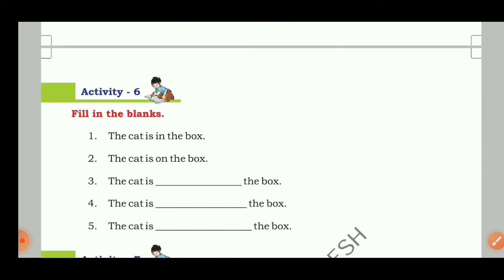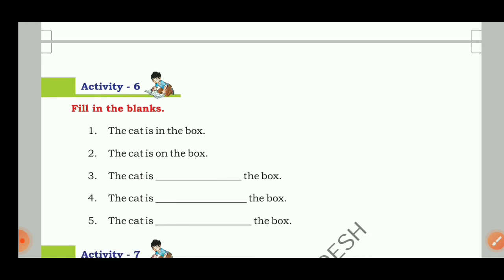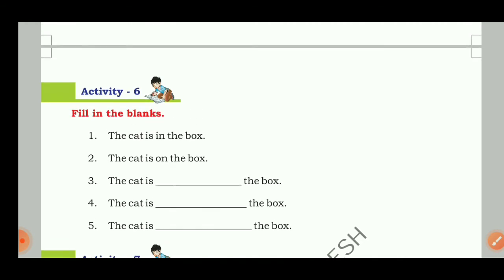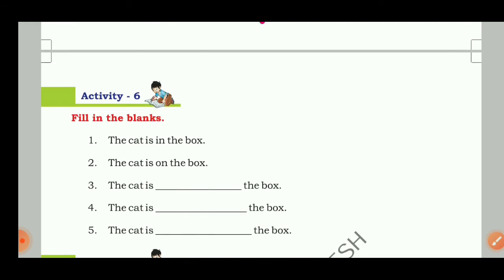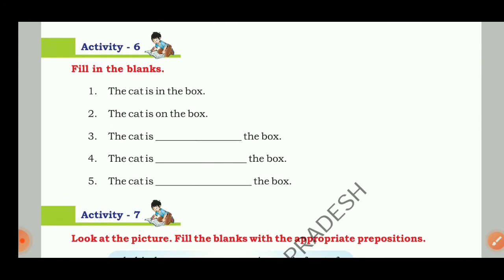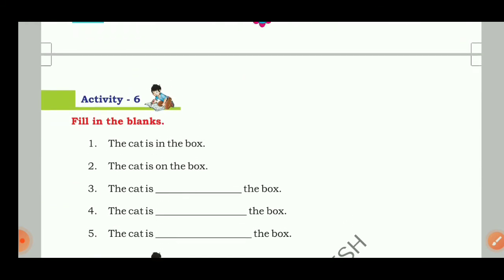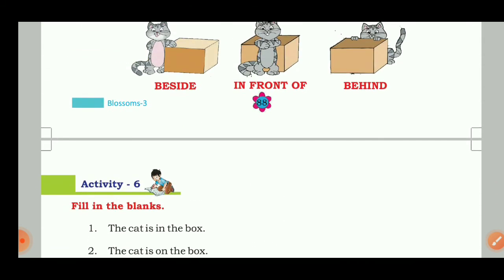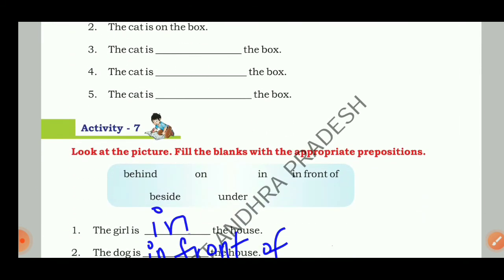Activity 6. Fill in the blanks. The cat is in the box. The cat is on the box. Next, third one. The cat is under the box. The cat is beside the box. The cat is in front of the box.